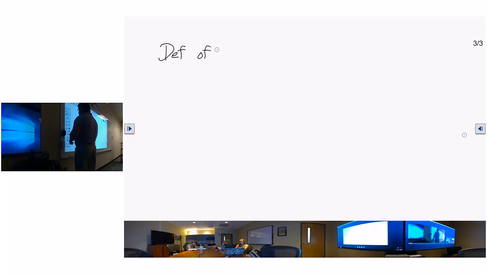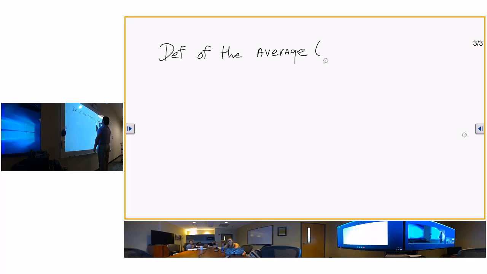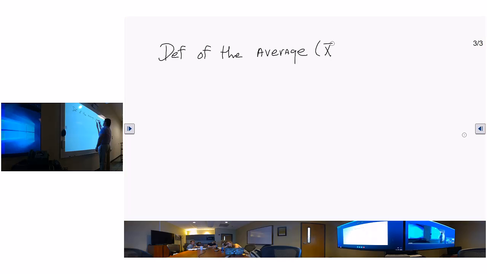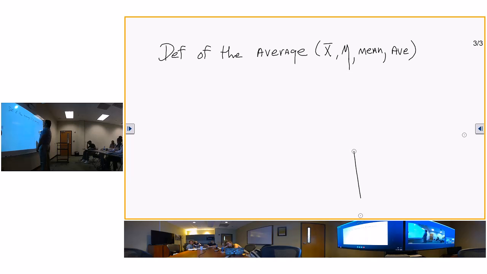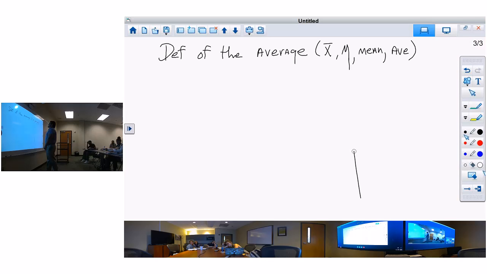Definition of the average. Now, while I've got average on the board, we're going to go ahead and put in parentheses x bar, mu, mean, and average. All of those are the same thing, all right? Mu is spelled M-U for those that need to know, but I don't even know if that's right because it's been so long since I've seen it. I might be doing it backwards. But anyway, it's a funny looking M.